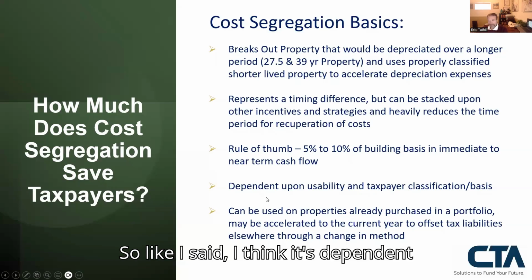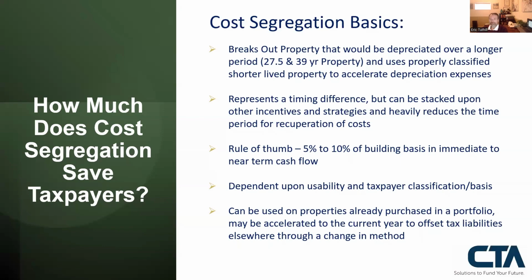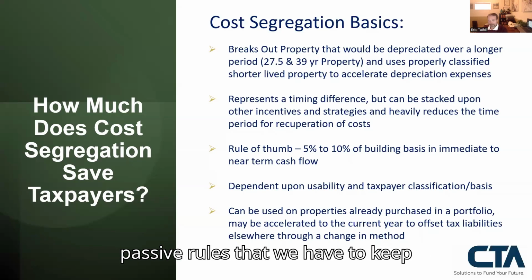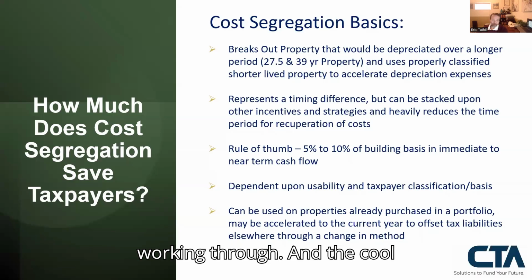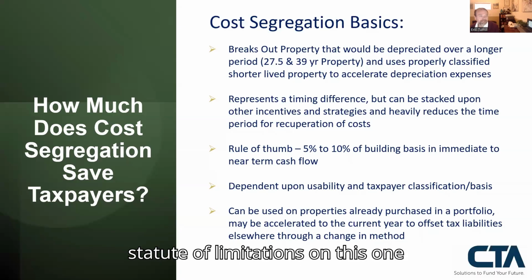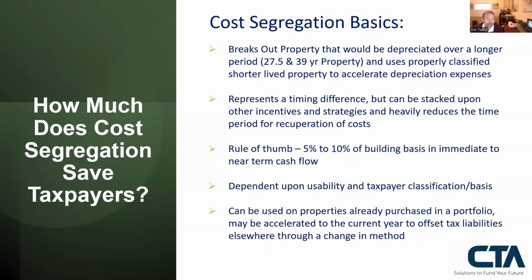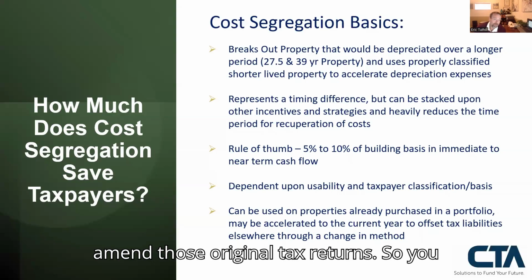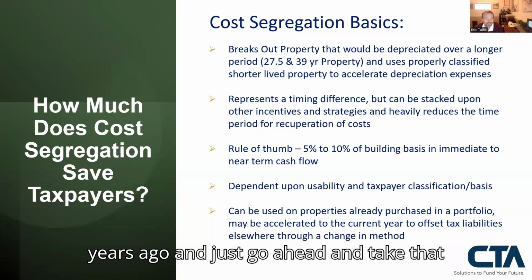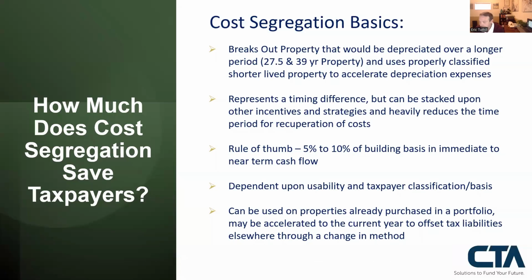So, like I said, I think it's dependent upon usability and taxpayer classifications. It's always those passive rules, pesky passive rules. That was a tongue twister, but there's always those pesky passive rules that we have to keep working through. And the cool part is you could have purchased it 6, 7, 8 years ago. There's no statute of limitations on this one because what we have is a change in method that's applied here, not a statute where we have to go back and amend those original tax returns. So you can have something that was on the books that the guy bought 6 or 7 years ago and just go ahead and take that this year when the pain's hitting, which is really cool to be able to do, right?